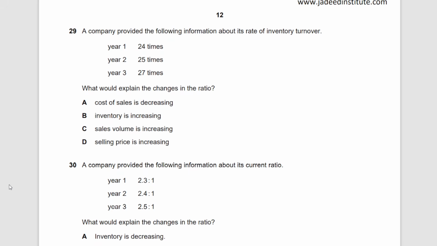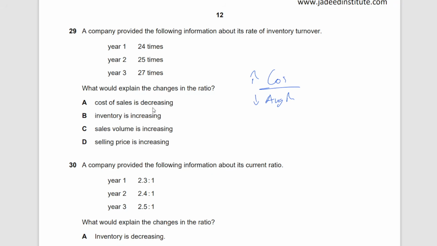All right, question number 29. A company provides the following information about its rate of inventory turnover. What will explain the change in the ratio? Let's put the formula first. We can say cost of sales over average inventory. So it seems like the number of times it's increasing. So what could have happened is our average inventory might have reduced, or cost of sales might have increased, right? While other remained the same.